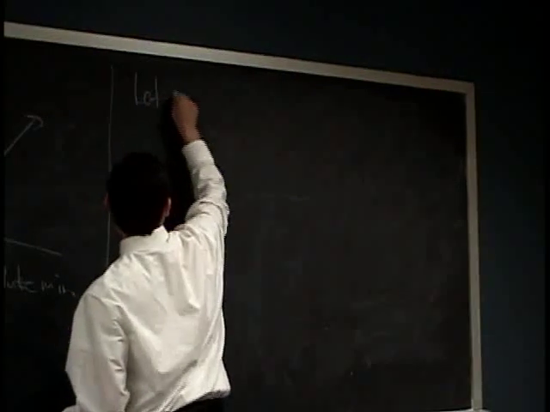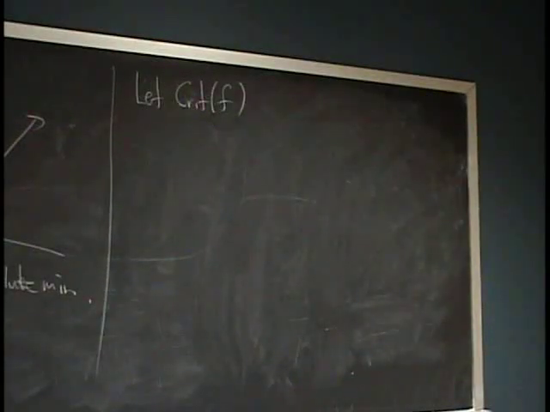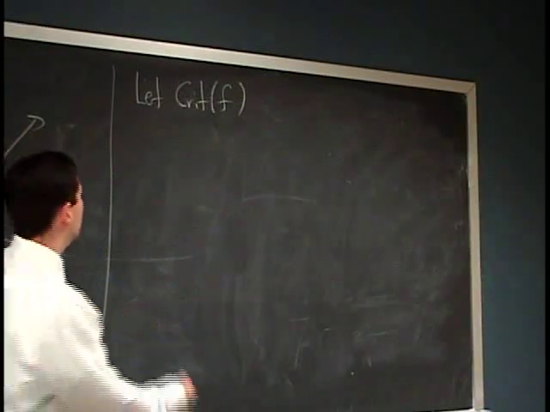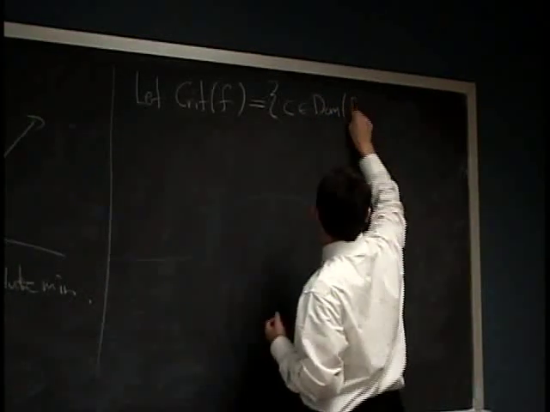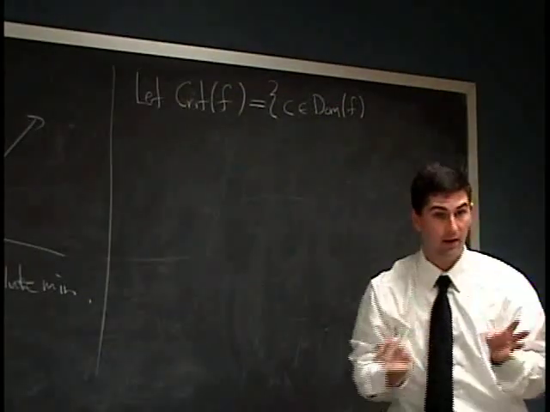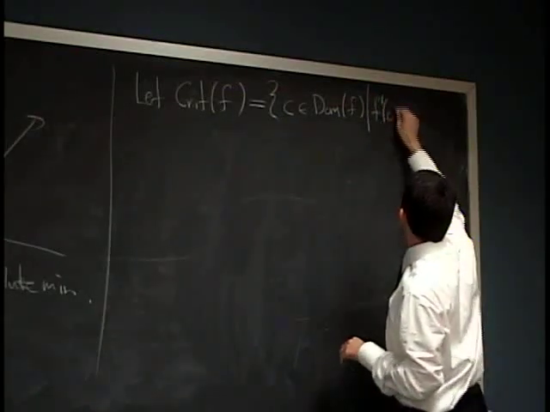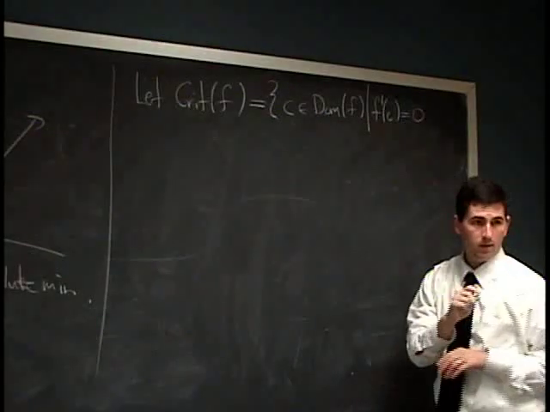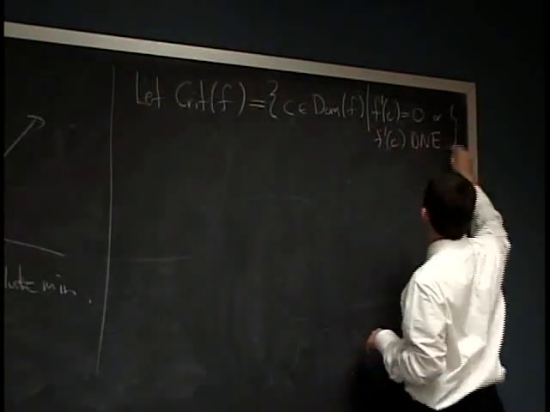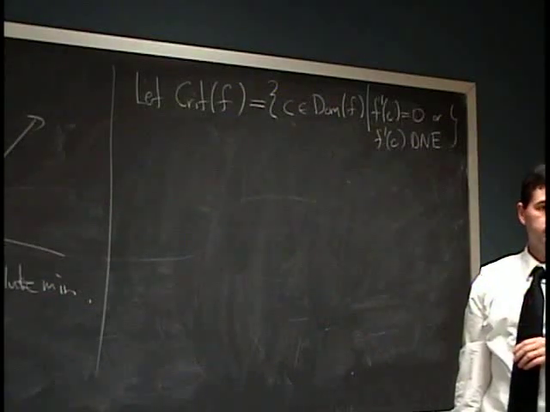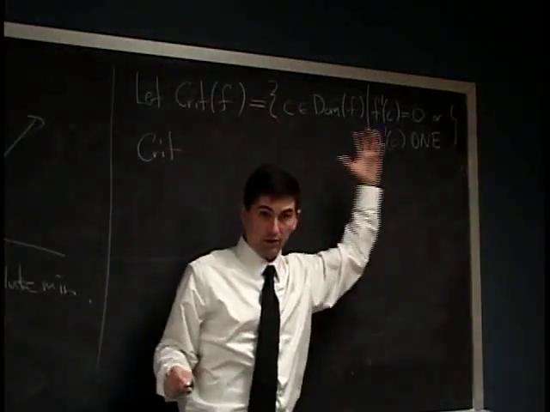I'm going to call it crit of f. Okay, these are going to be the critical numbers of f. It's a set. Remember, a set just has numbers in it. So crit of f is going to equal the set of all points in the domain. So I only care about points where the function is actually defined. If the function isn't defined, that doesn't count. So I either want a point where the derivative is zero, or the derivative does not exist. Okay. By the way, these are called the critical numbers of the function, the critical numbers of f.